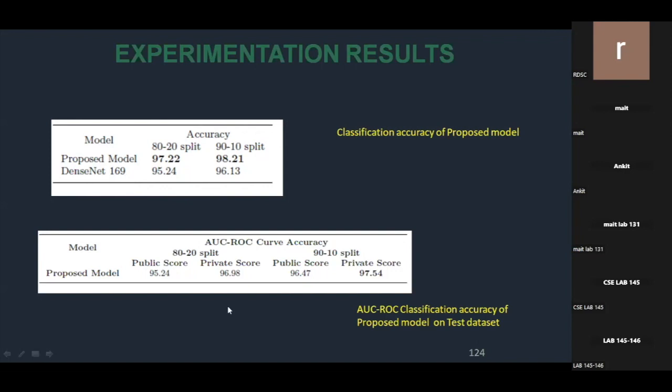He is associated with me, and we both have done this work. In this test set on Kaggle, we claimed the accuracy; I think we got third rank in the Kaggle competition. We got a very high public score and private score. In a 90-10 split, we are getting almost 98.21% accurate results from our model.